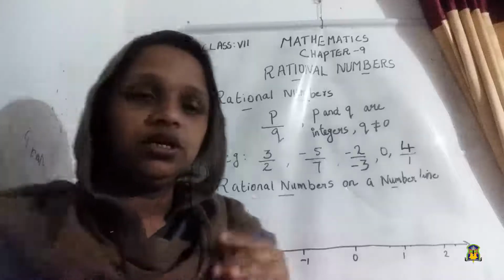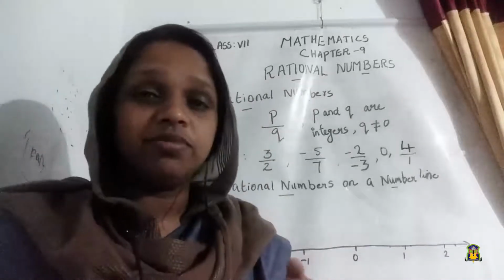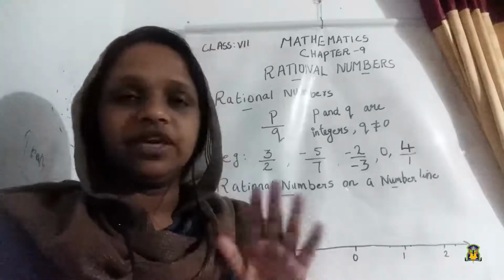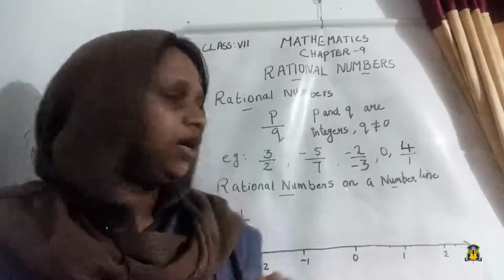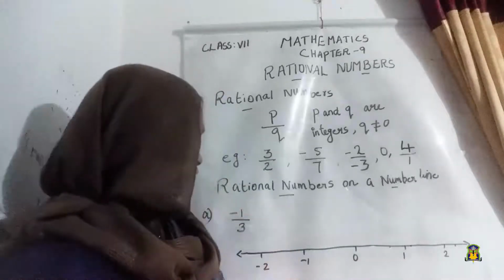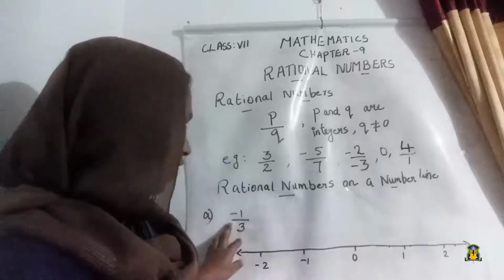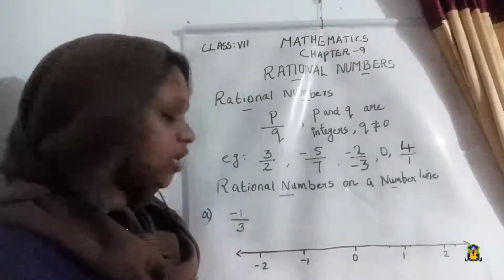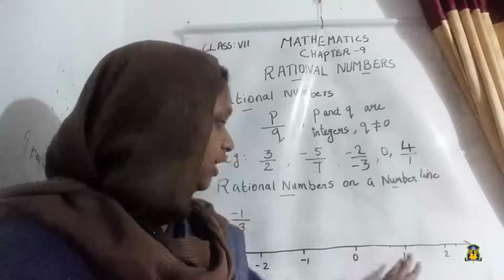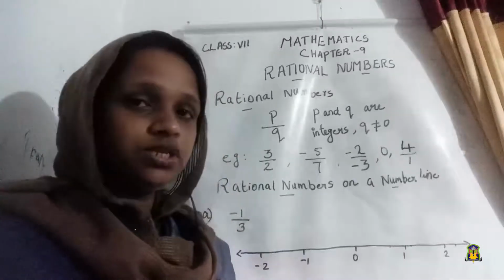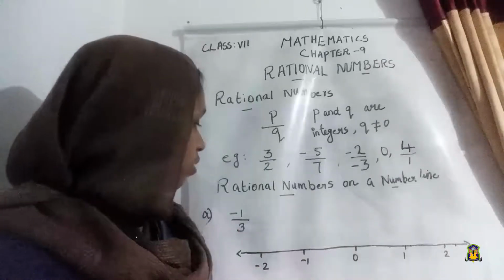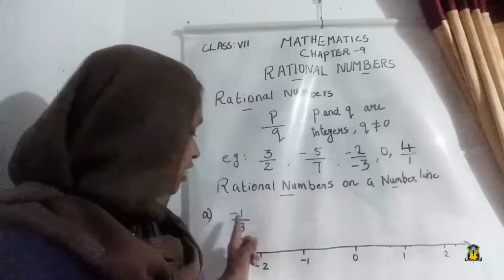Next, we usually represent natural numbers, whole numbers, integers, fractions all on the number line, isn't it? Similarly, rational numbers also we can represent on a number line. How? Suppose we consider one example, negative 1 by 3. Here we usually draw 0 in the middle, then to the right side we mark positive integers and to the left side we mark negative integers. So here we want to plot negative 1 by 3.